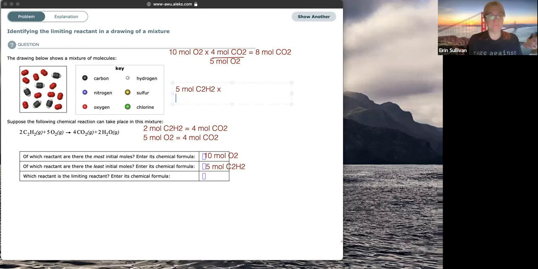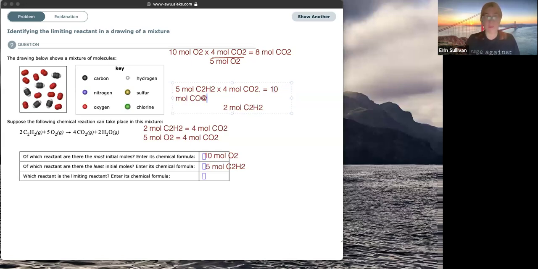So our balanced mole ratio: 2 moles of C2H2 make 4 moles of CO2. Okay, so that is going to give us overall 5 times 4 over 2, which is 2, right? 4 divided by 2. So that should be 10 moles of CO2.